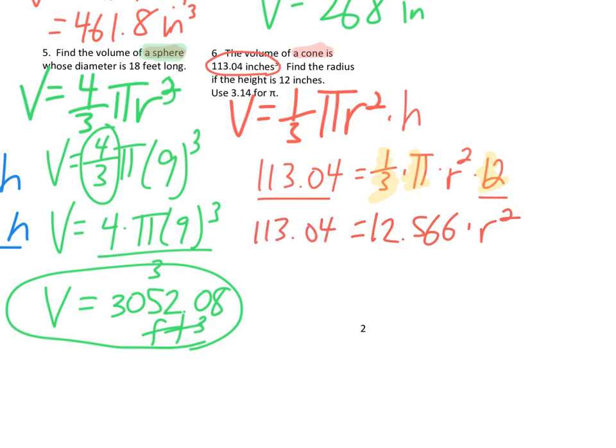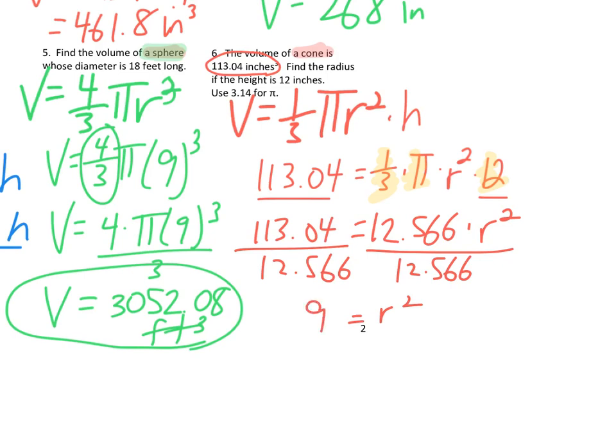113.04 equals 12.566 r squared. Okay, so in this case, it's really a two-step equation. I'm trying to solve for r. I need to get rid of the coefficient of r squared, and then I can deal with the squared after that, which will be a good review for a lot of us. So let's divide by 12.566 on both sides. And when I do that, I get about 8.995, but I'll just round it to 9.